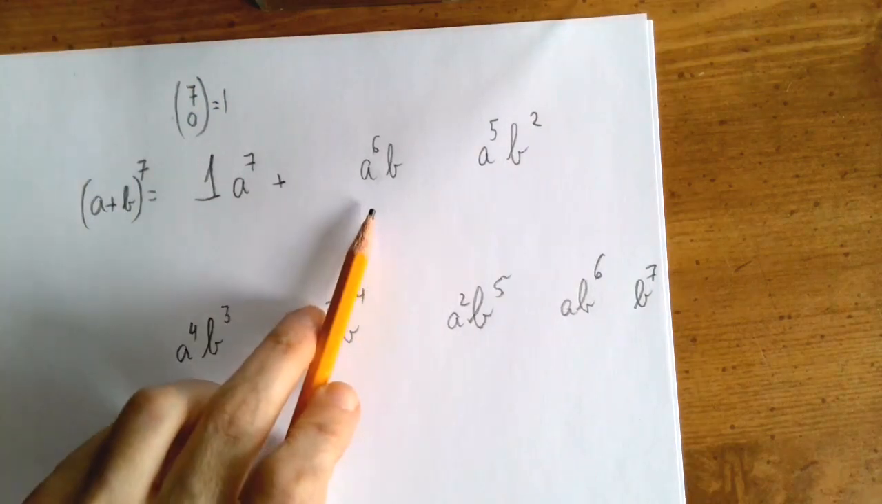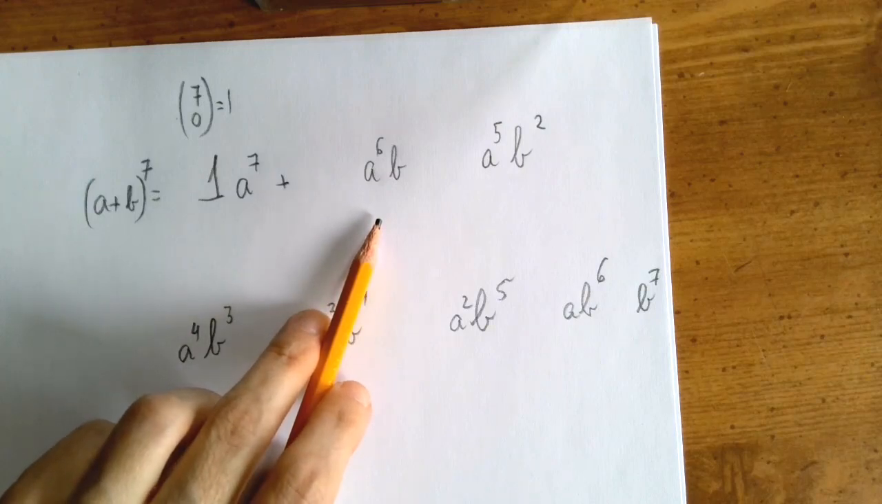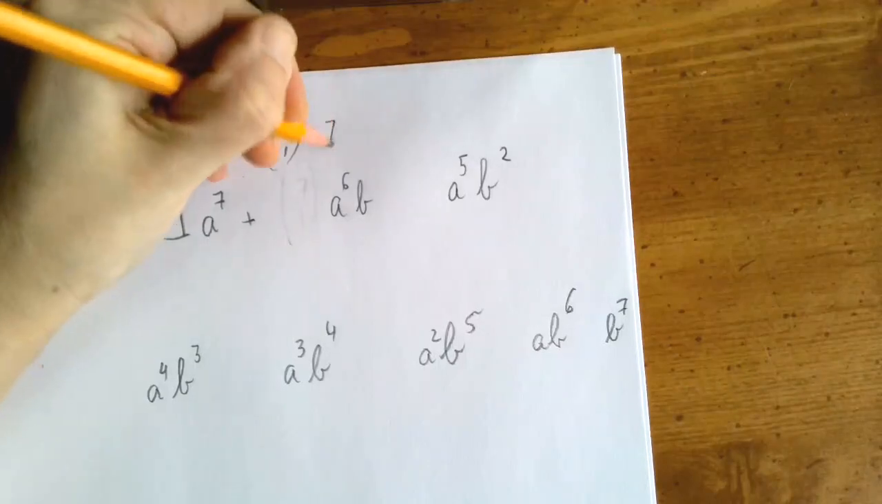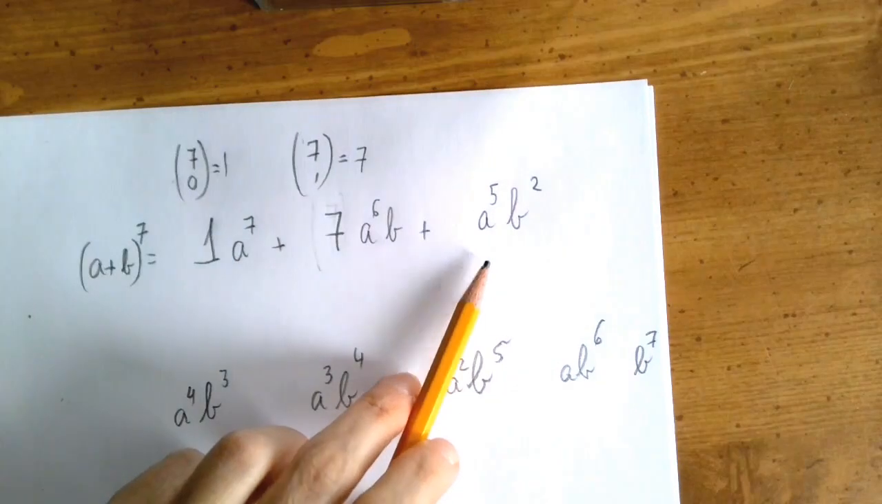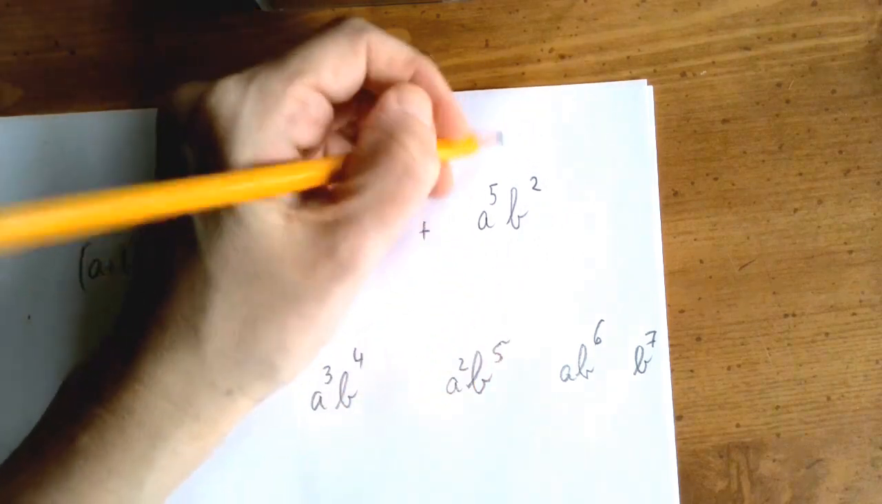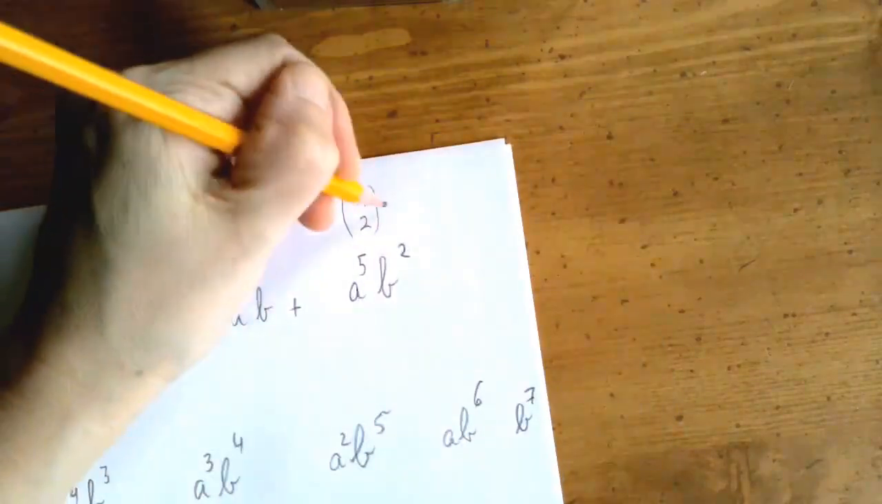We have 7 factors, all of them a plus b, and 6 times we are going to select a, and 1 time we are going to select b. That's 7 choose 1 many possibilities, which is 7. A^5 b^2 means that in every possible way we have to pick 2 factors to select b from, the rest will be a. That means that out of the 7 spots we choose 2. So that's 7 choose 2, which is 21.